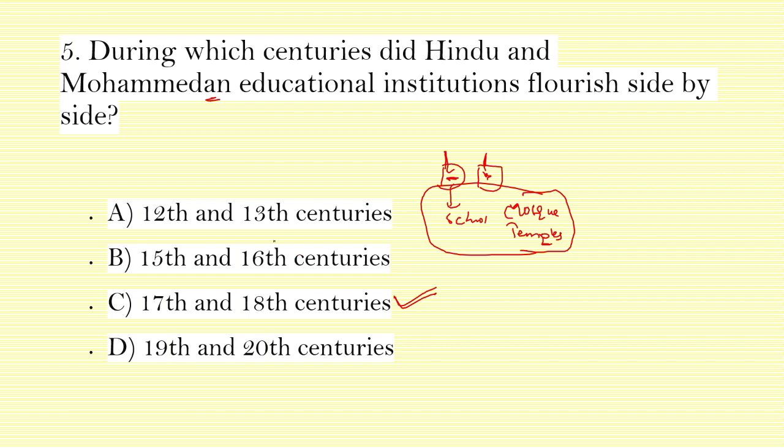Let's have one more clarification here. 17th century. What is the 17th century actually? From which period to which period? It means 1601 to 1699. So this period is called the 17th century. And the 18th century means 1701 to 1799. So during these 200 years, Muhammadan and Hindu educational institutions were side by side.